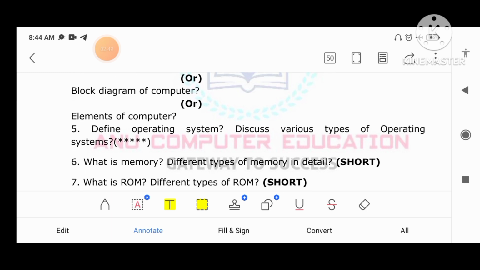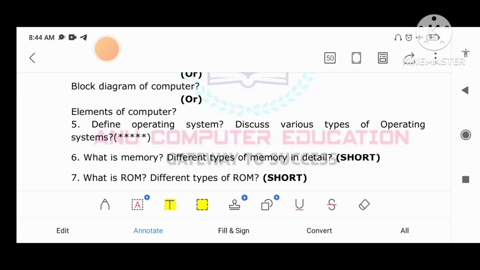And ROM, what is ROM? Read-only memory. The data which we store is only for reading purpose, not for writing purpose. Here, different types of ROMs are there: PROM, EPROM, EEPROM. So you have to write all of it.